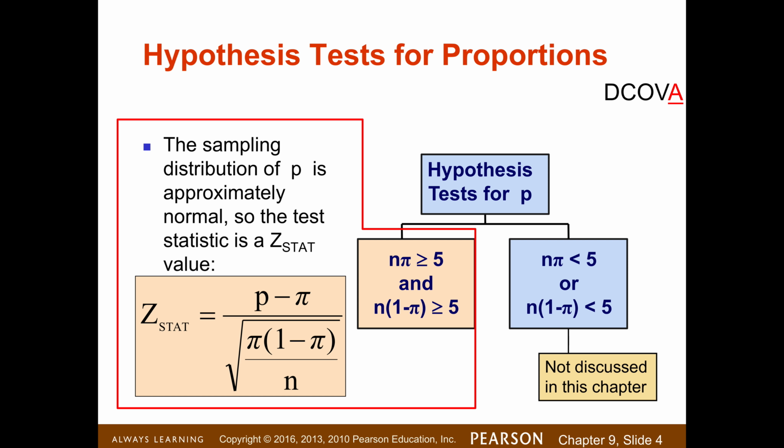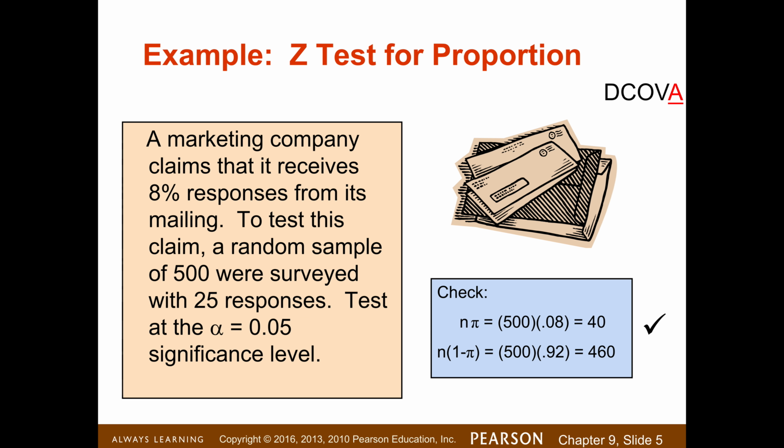And the z statistic, the test statistic, is calculated by taking p minus pi over the square root of pi times 1 minus pi over n. Now guys, if you're paying attention, that stuff should look awful familiar, because this is the stuff that we studied back in sampling distributions. Now, one thing to note, if n times pi or n times 1 minus pi is less than 5, it's not discussed in this chapter. We throw those problems out, so don't be concerned with that.